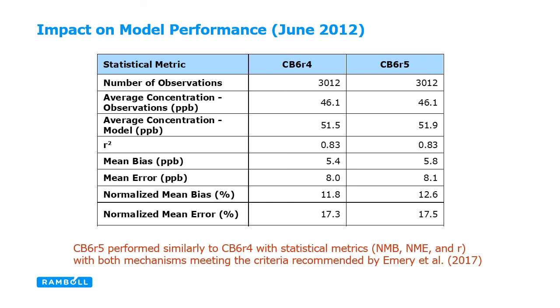In the paper by Emery et al., they provide model performance benchmarks for normalized mean bias, normalized mean error, and correlation coefficient that include goals that represent the best the model can be expected to achieve, and criteria that represent what most past modeling applications have achieved. Both mechanisms, CB6R4 and CB6R5, meet the criteria for normalized mean bias and normalized mean error, and the goal for the correlation coefficient, as can be seen in Table 6.